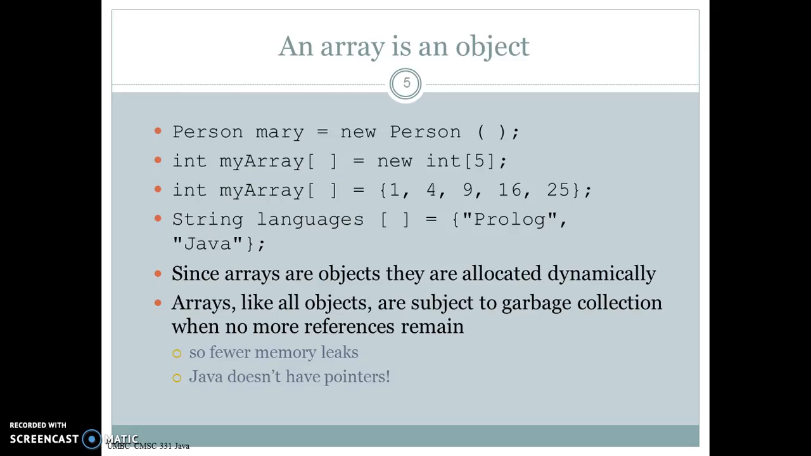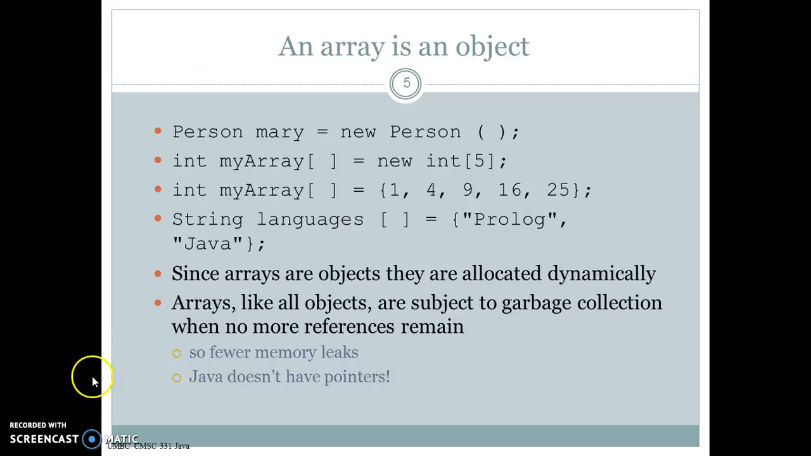An array is an object. In the C++ programming language, we study arrays as part of other data types, like int array and float array, whereas in the Java programming language, we have an array as an object. Person Mary equals new Person, where Mary is an object of type Person. Similarly, int[] myArray equals new int[5].